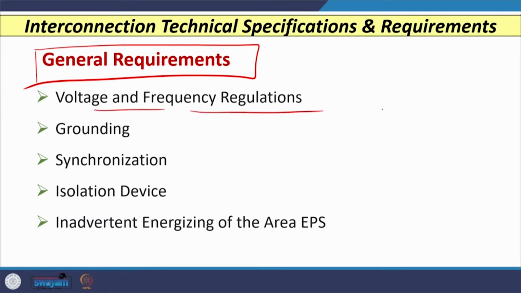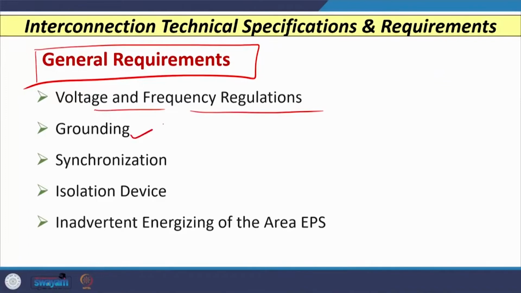So, when we connect any generators, distributed generators, with the grid, then the change in voltage should be the same, frequency should be the same, phase sequence should be the same. So, all these things we need to consider. The grounding connections are also important. The synchronizing procedure also plays an important role.